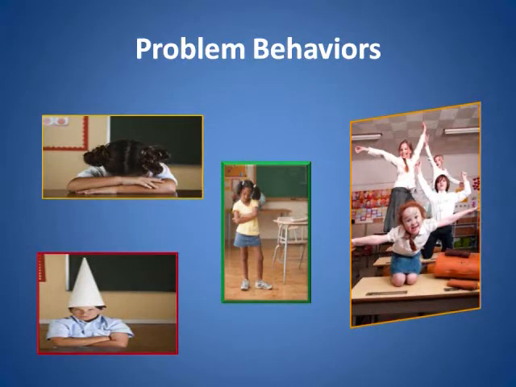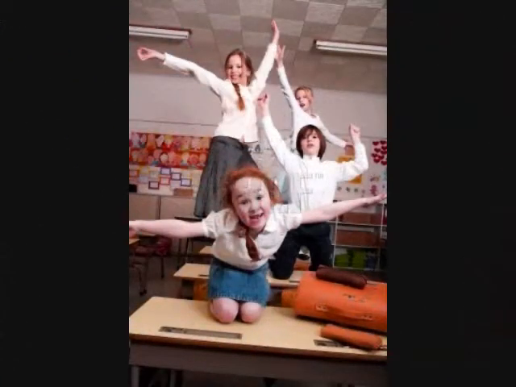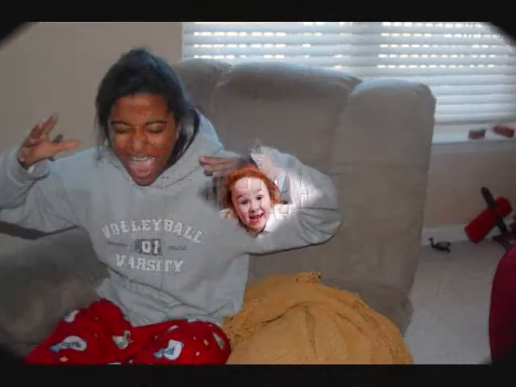As we look at these pictures of problem behaviors, we need to remember the behavior chain: the antecedent, what happens before the behavior itself, and the consequence, what happens after the behavior. We also need to keep in mind the principles of behavior, which includes reinforcement, punishment, and extinction, and the functions of behavior.